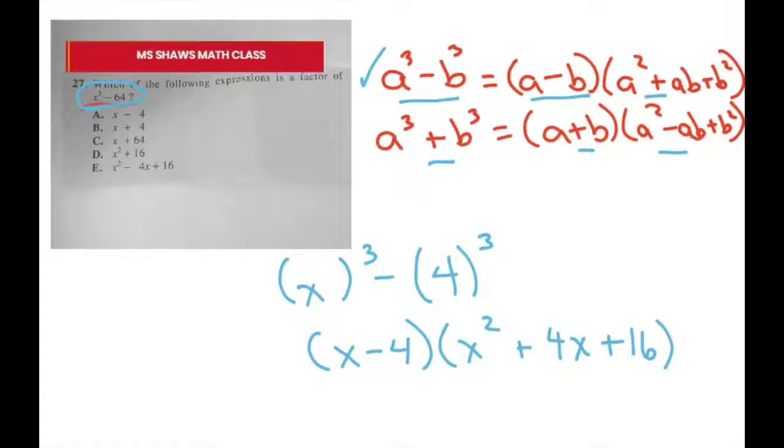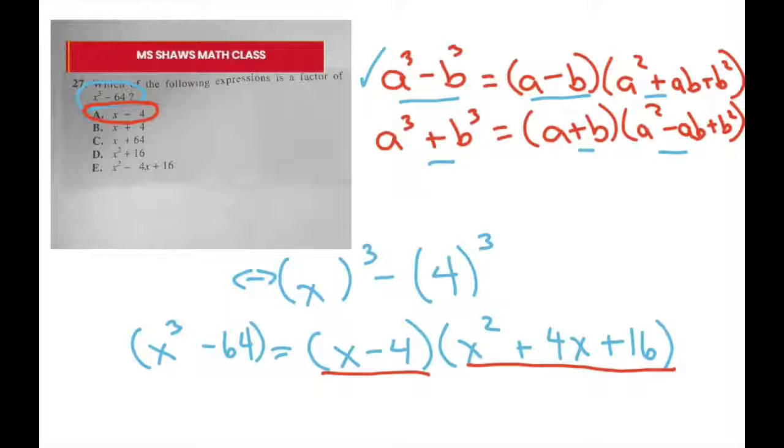So the only answer, this would be your x. I'll just put x cubed minus 64. But that's how it's broken down right there. So one of your factors is x minus 4, which we have here. The other factor is x squared plus 4x plus 16, which we don't. So answer A is the solution.